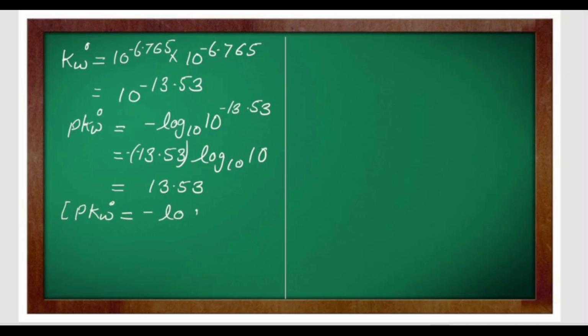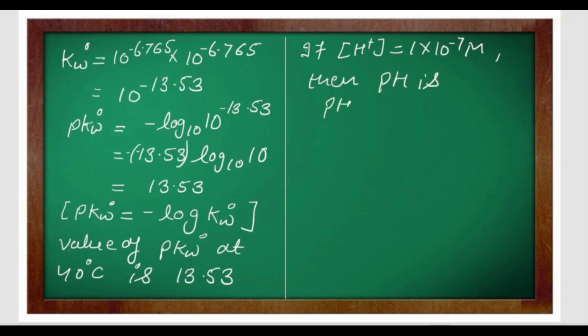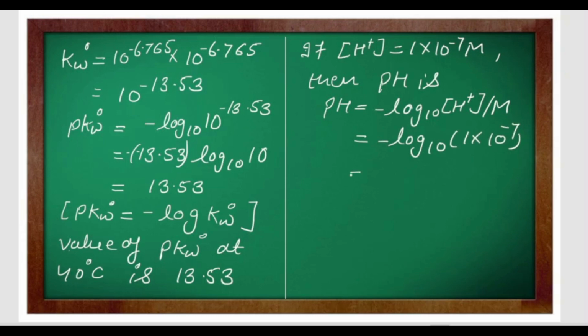pKw is minus log Kw. The pKw value comes out to be 13.53 at 40 degrees Celsius. If the hydrogen ion concentration is 1 multiplied by 10 raised to power minus 7, then we can find out pH first at 50 degrees Celsius, which is equal to minus log of 10 raised to power minus 7.